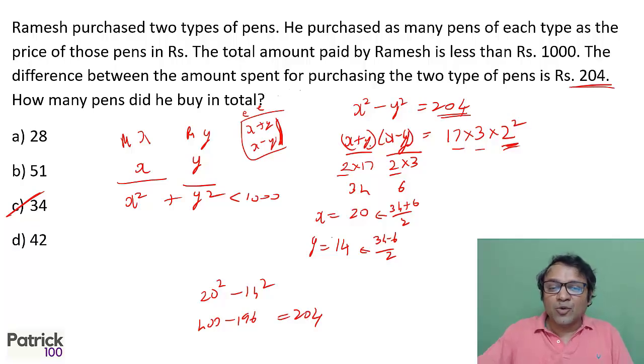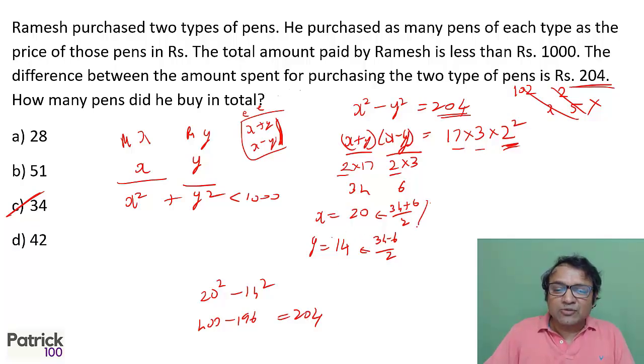If I put 17 and 3 both in one place, then the first number will be 102 and the second number will be 2. But then that will be a problem, because x will be 50 and the square will be more than 1000. So this is not possible. So therefore 34 and 6. From that we get x as 20, y as 14.